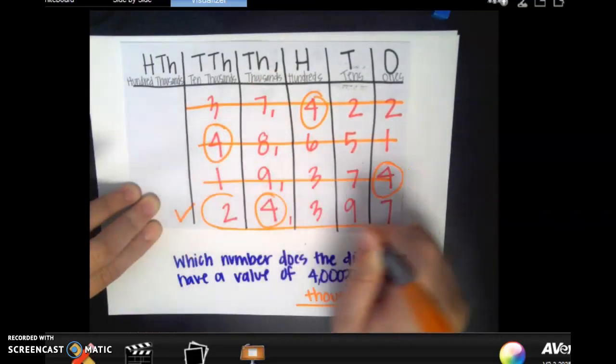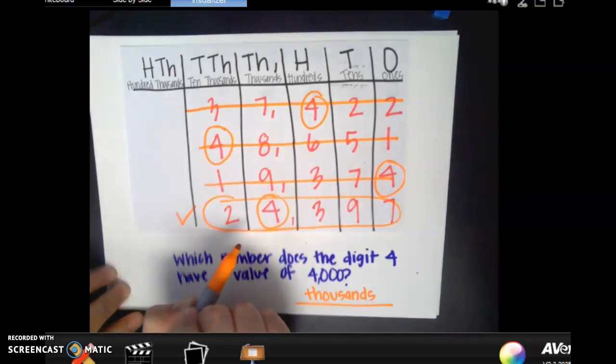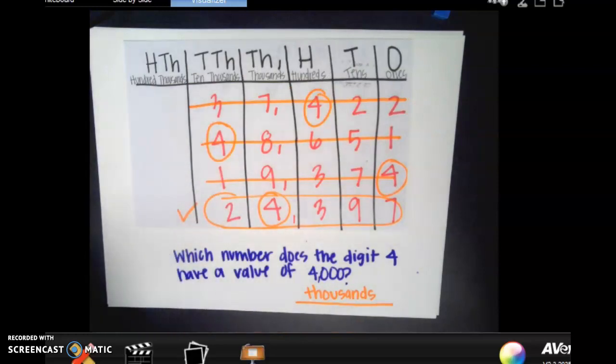There's your answer. So when you have your question like this, when you're answering the questions on your exit ticket, make a place value chart and plug your numbers into this so it can help you.